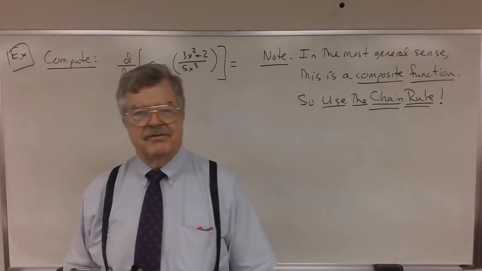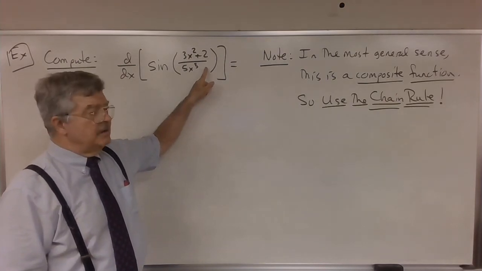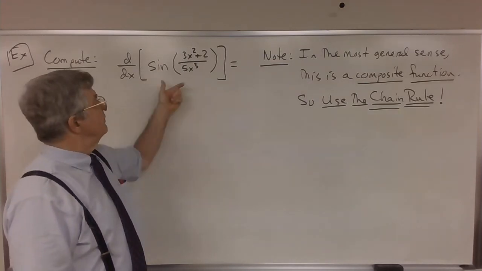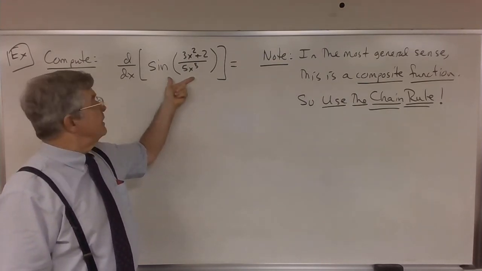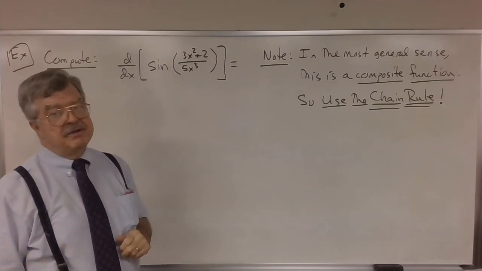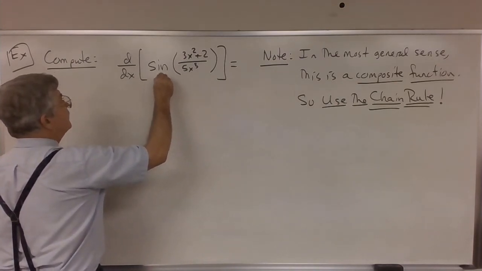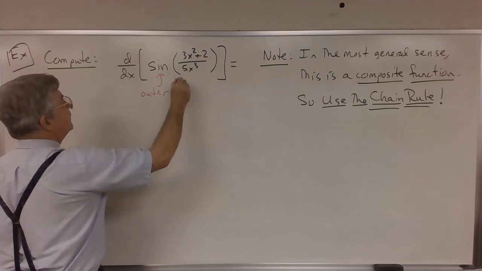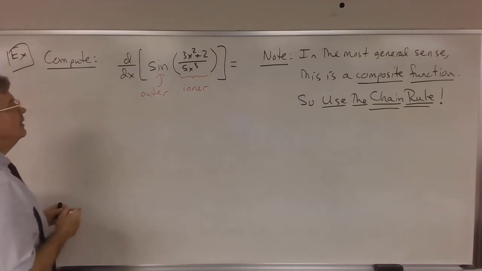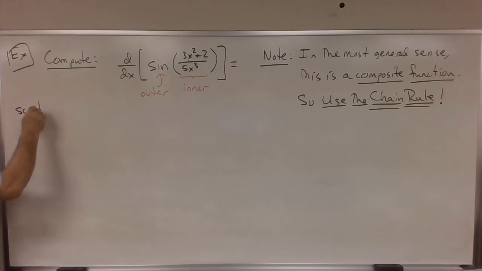And maybe some of us are saying, but what are we going to do about this? It's a quotient. Don't worry about it. Just worry about the fact that in the most general sense, this is a composite function. So we're going to use the chain rule. So this is the outer function, and this is the inner function. And I guess I'll do my scratch work again.